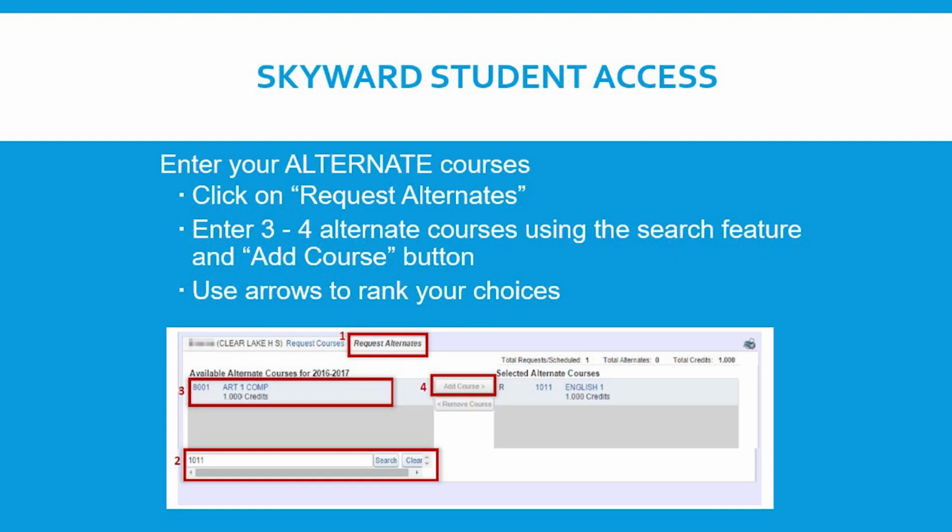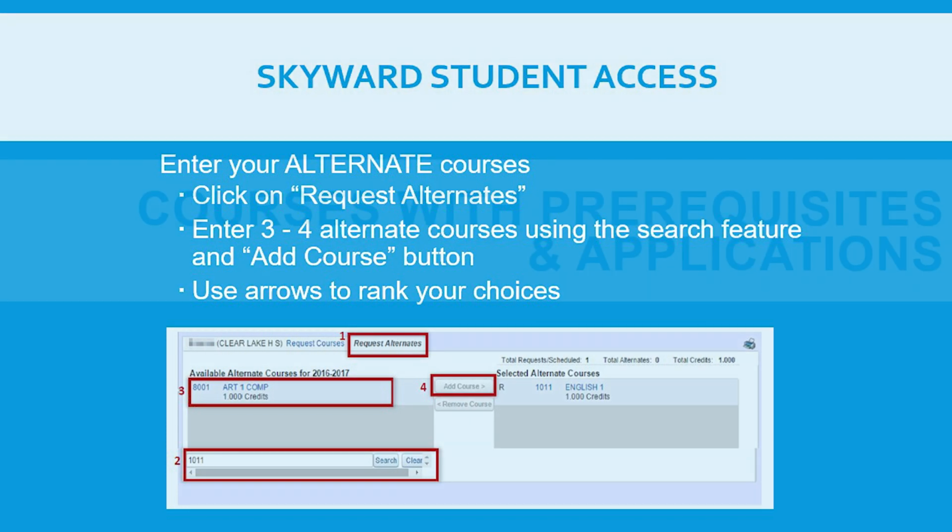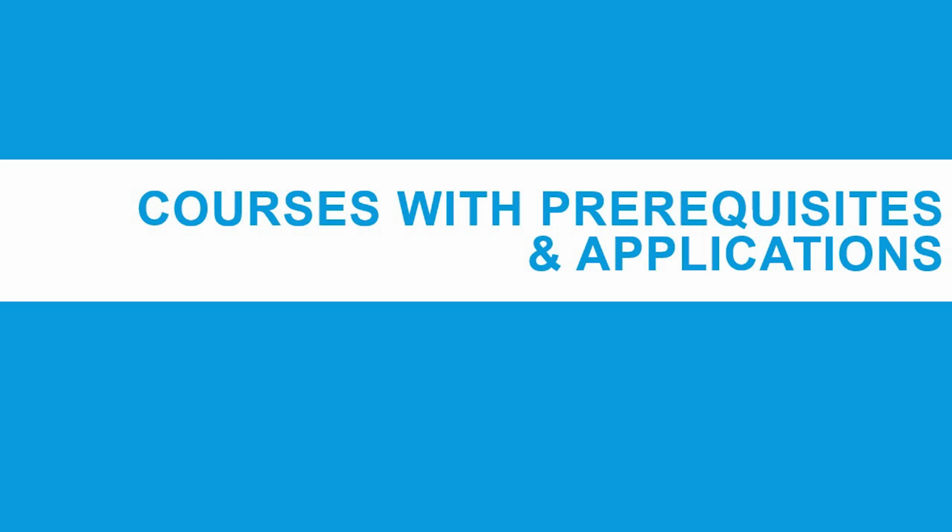It is important to select 3 to 4 alternates just in case there is a scheduling conflict. To enter your alternates, click on Request Alternates and enter 3 to 4 alternate courses using the search feature and Add Course button. You can also use arrows to rank your choices. Now let's talk about the courses with prerequisites and the ones that require applications.